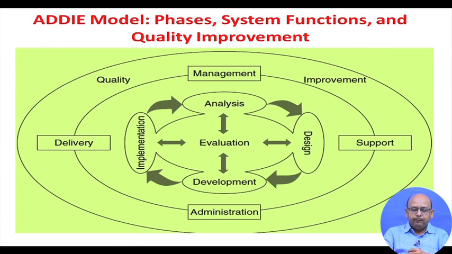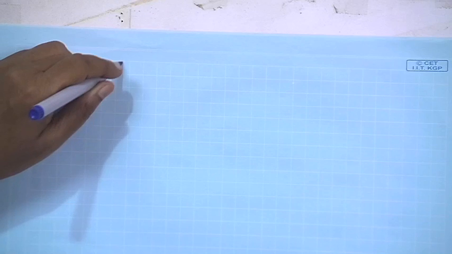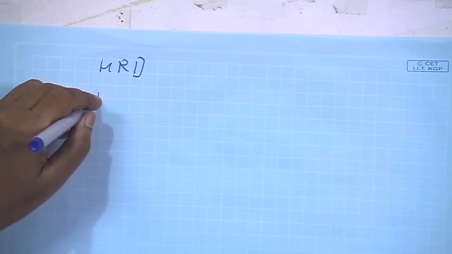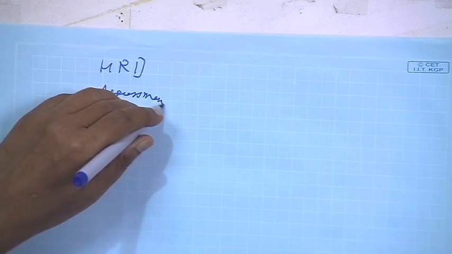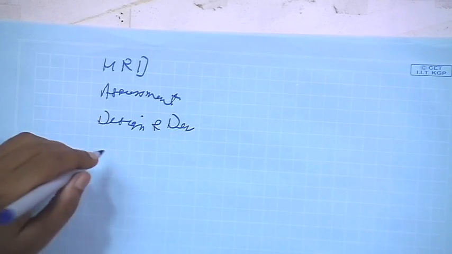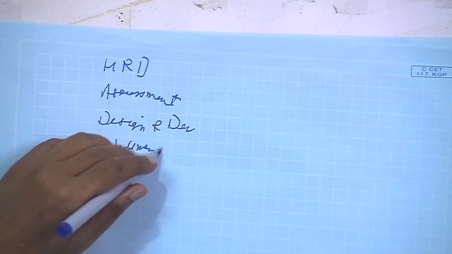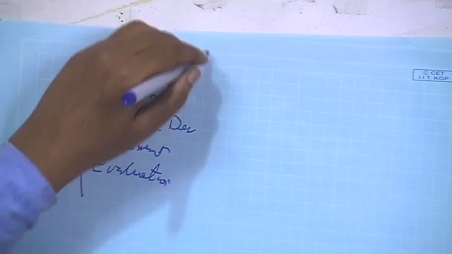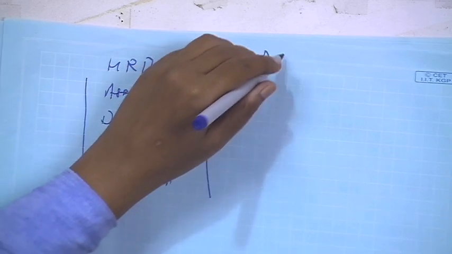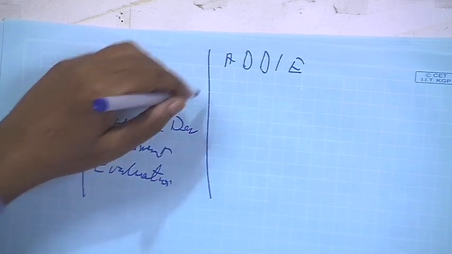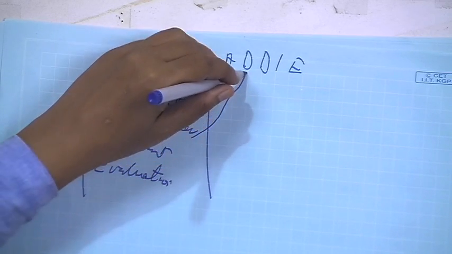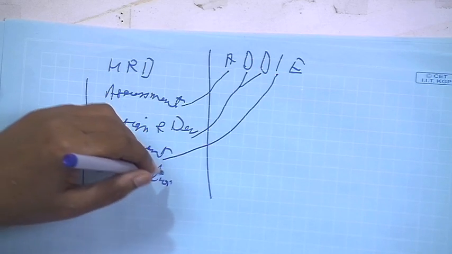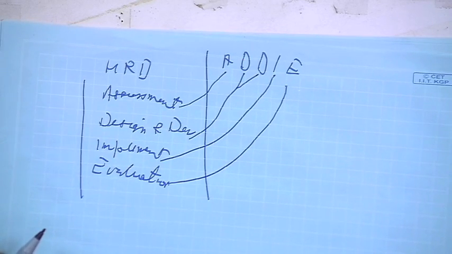Now, if you look at this ADDIE model or the HRD process model, right. Here you talk about assessment of the need, then design and development, then implementation and then evaluation. Now, if you look at this and the ADDIE model, it is more or less the same, because assessment relates to this one, design and development relates to this one, implementation relates to this one and evaluation relates to this one, right.